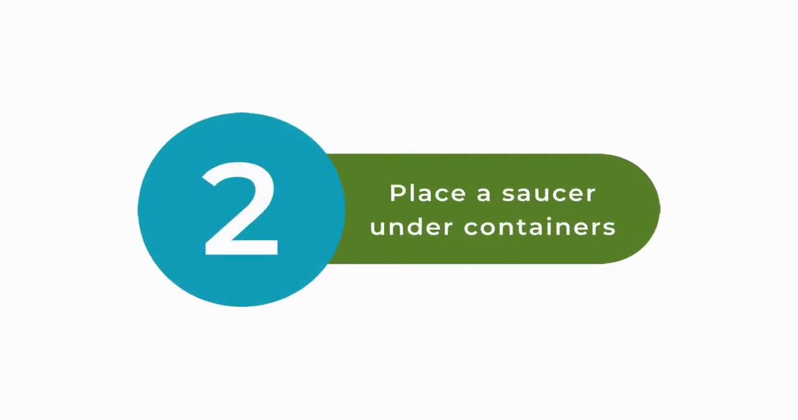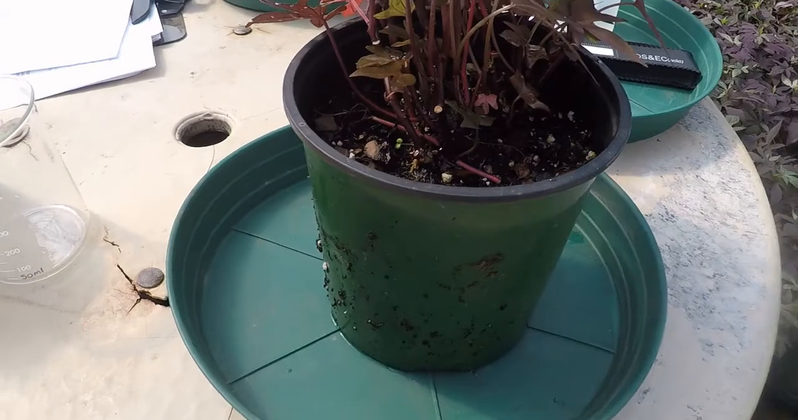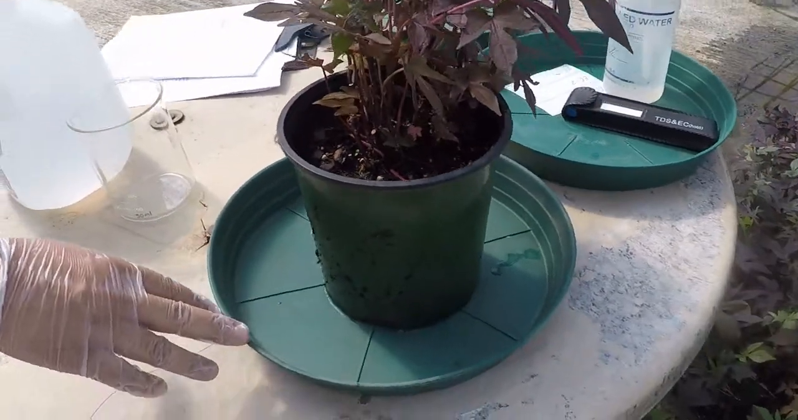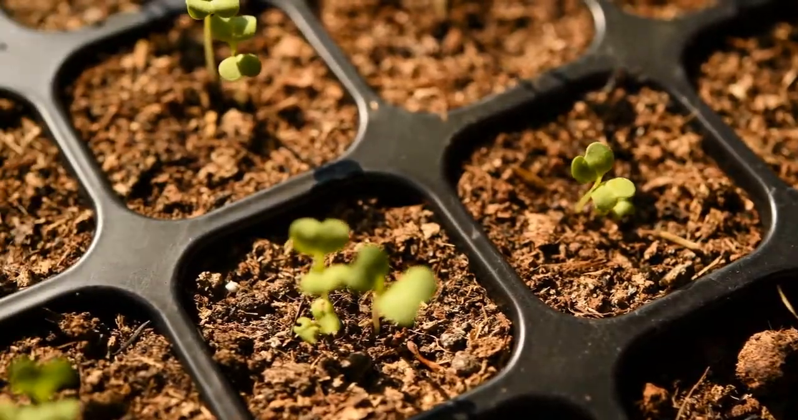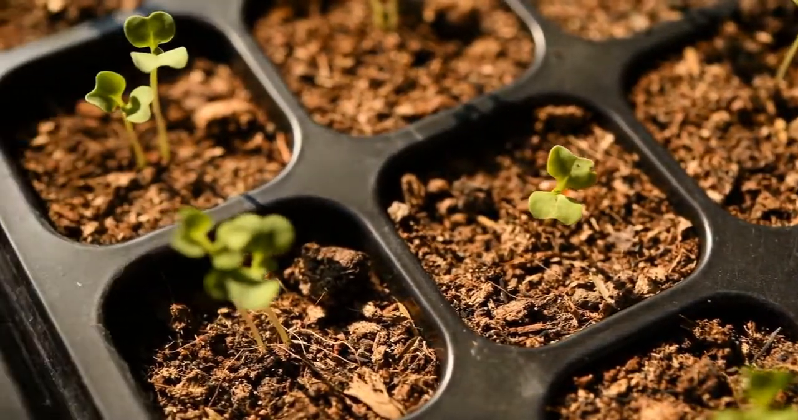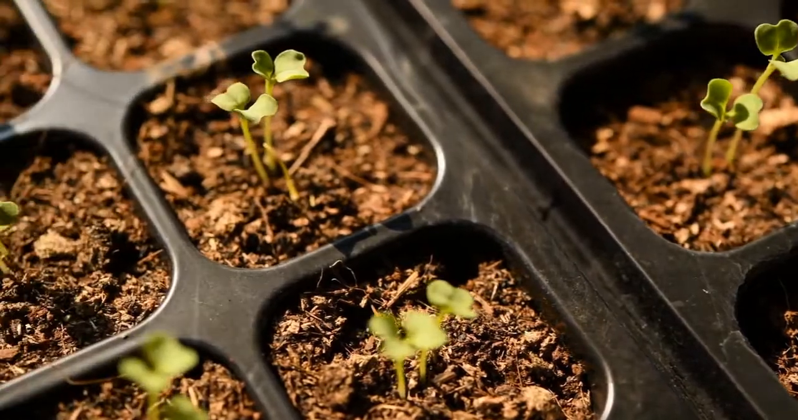Place a saucer under each container to collect the leachate. You can use cheap plastic saucers for this original collection. Make sure they're clean and sterile and don't have any holes in them. For bedding plant flats, test 1 cell pack per flat by separating the pack and putting it in the saucer.